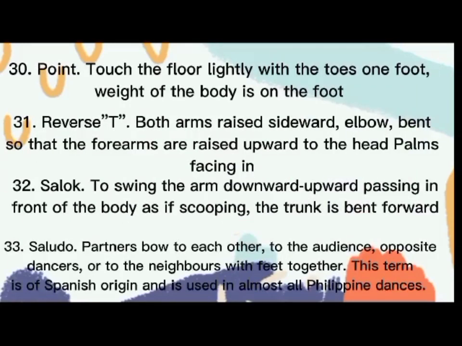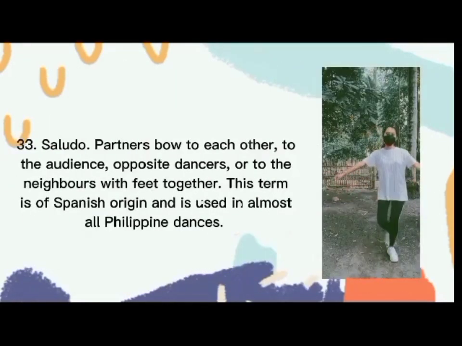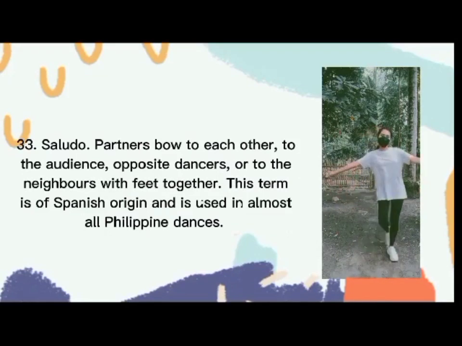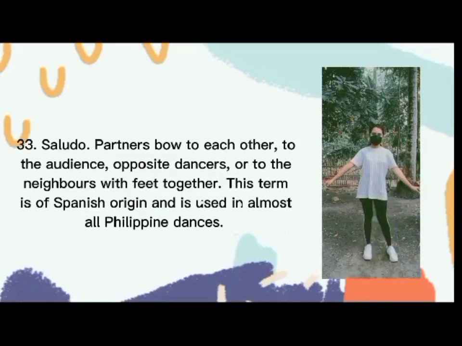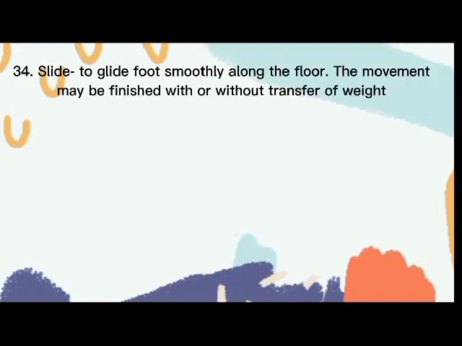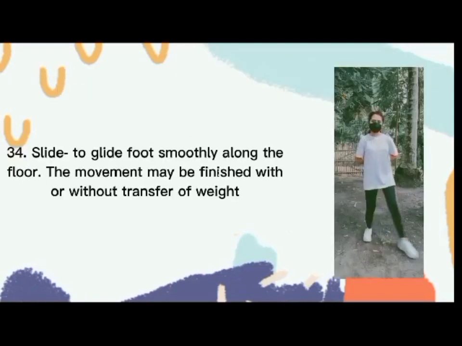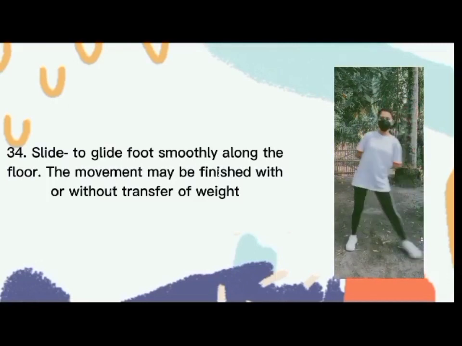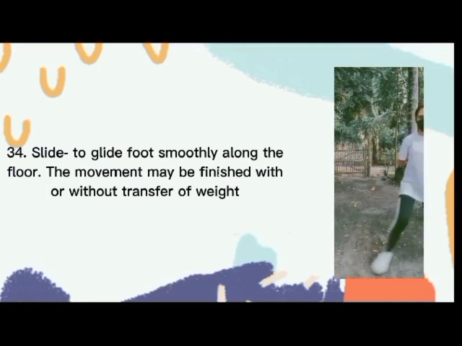Next is saludo. Partners bow to each other, to the audience, opposite dancers, or to the neighbors with feet together. This term is of Spanish origin and is used in almost all Philippine dances. Next is 34, slide. To glide foot smoothly along the floor. The movement may be finished with or without transfer of weight.